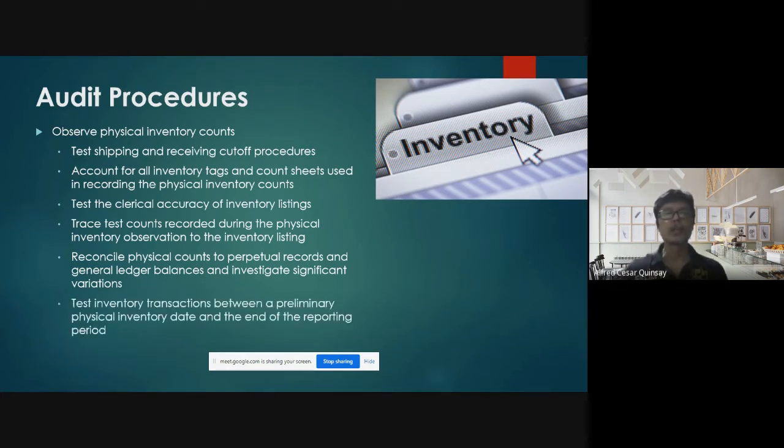Okay, and then test inventory transactions between a preliminary physical inventory and the end of the reporting period. So yan, so test yung mga transactions between a preliminary physical inventory date and at the end of the reporting period. So yeah, reporting period, assuming it's December 31, no? Okay, which is end of the year. So ito yung gumagawa ka ng financial statements, no, relating to that period.